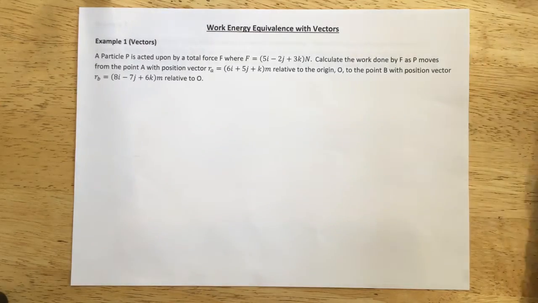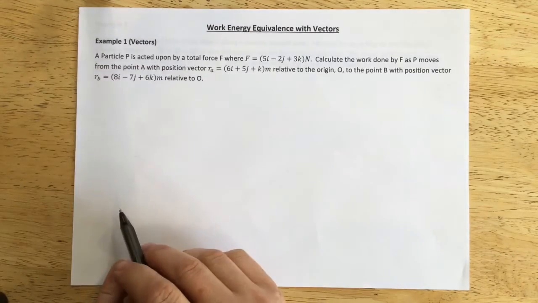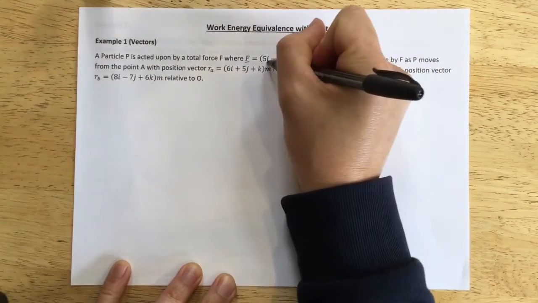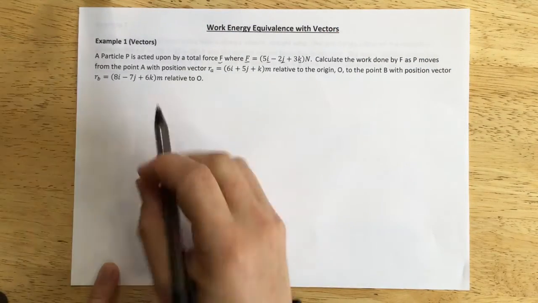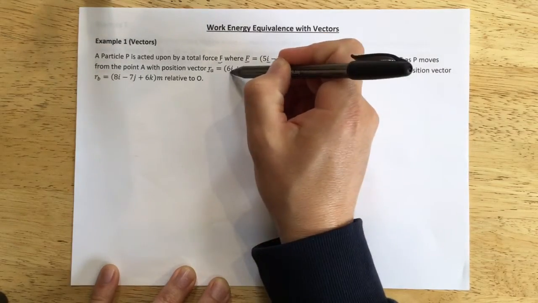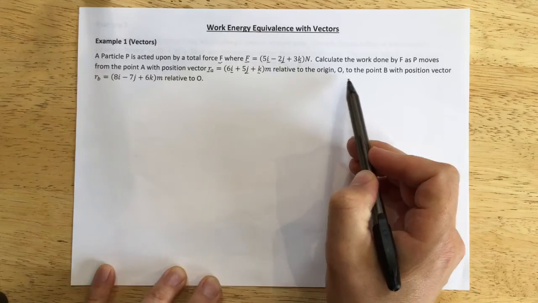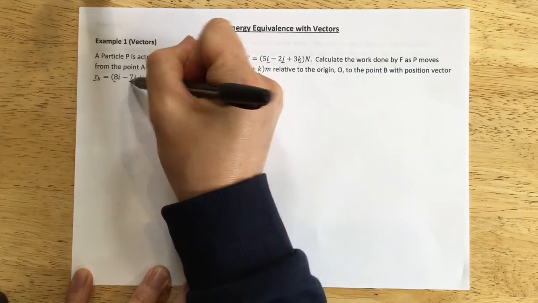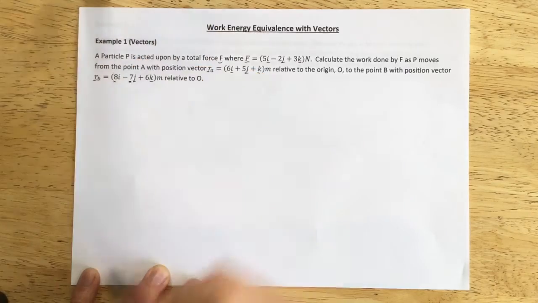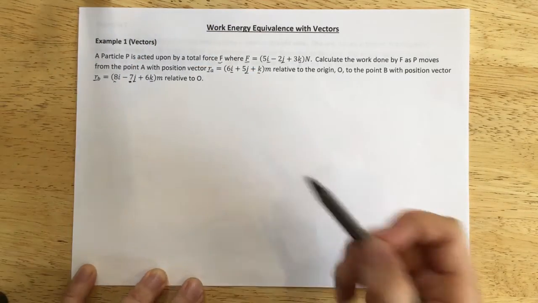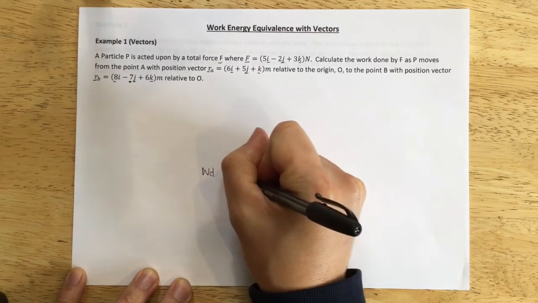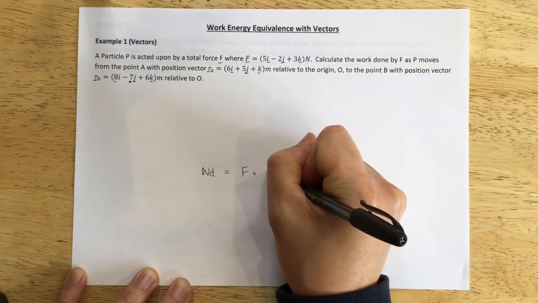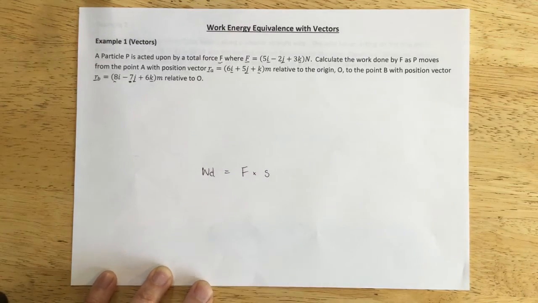So here we've got one. Particle P is acted on by a total force F, where F is written in terms of i's, j's and k's. So I guess we should underscore all of these. Calculate the work done by F as P moves from the point A with this position vector relative to the origin to the point B with a second position vector. Well, we know then that work done is F times s, force times distance, or displacement in this case.